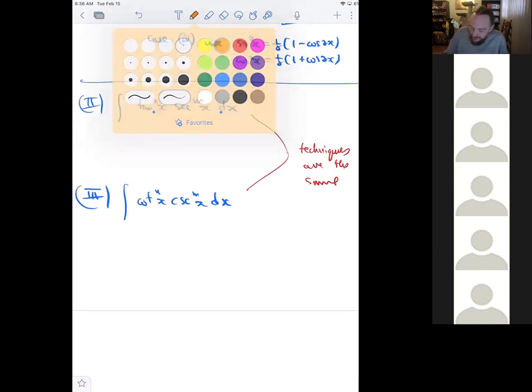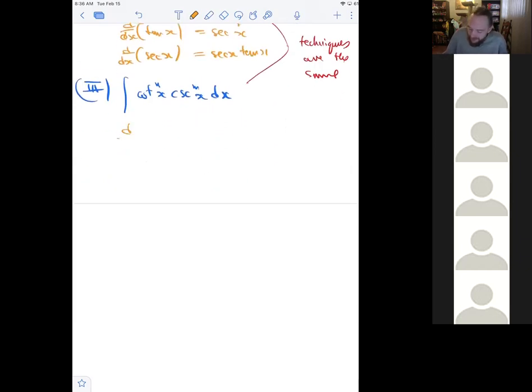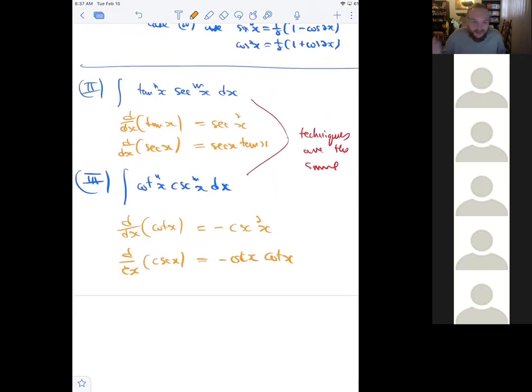In this case, the derivative with respect to x of tan x is secant squared x, and the derivative with respect to x of secant x is secant tan. And similarly here, the derivative with respect to x of cotan x is negative cosecant squared x. And that's why the techniques are awfully similar. The derivative with respect to x of cosecant x is negative cosecant x cotan x. So the techniques of two and three are identical.